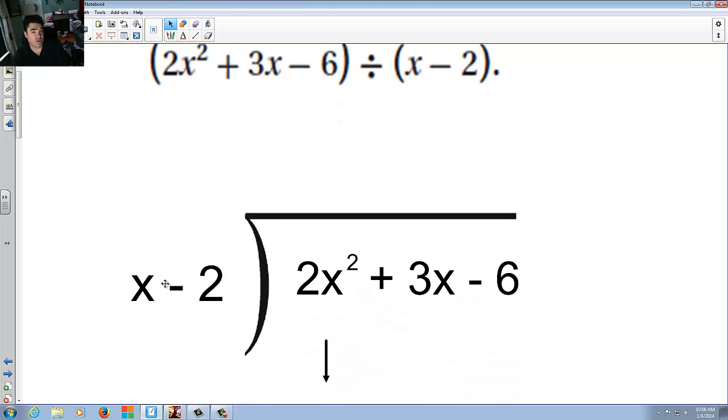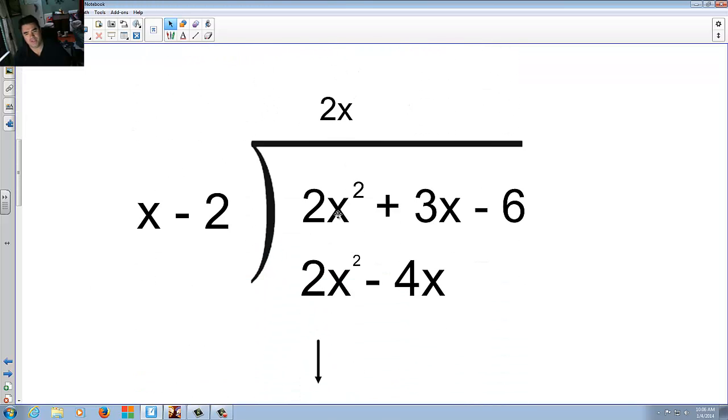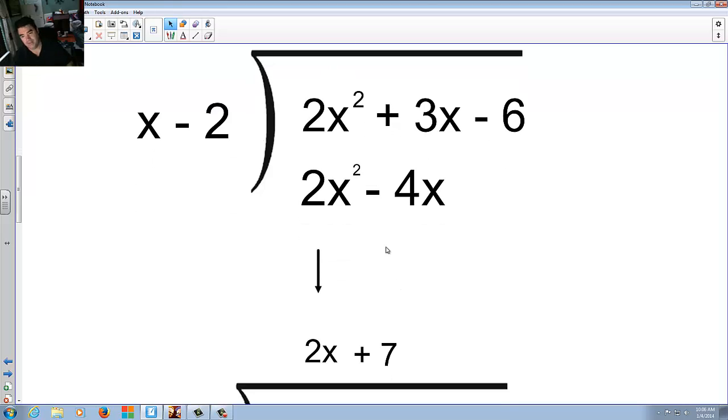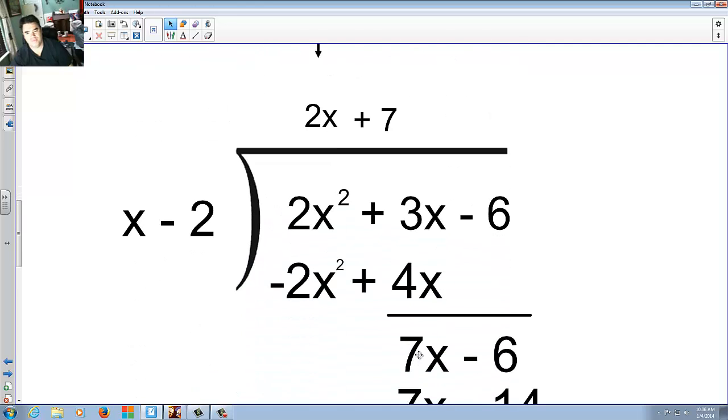Let's start with how we know. X minus 2, I'm going to take times 2x to get 2x squared. So 2x times x is 2x squared. 2x times negative 2 is negative 4x. But remember, we're subtracting, so this is going to become a positive 4x. 3x plus 4x is 7x, right here.